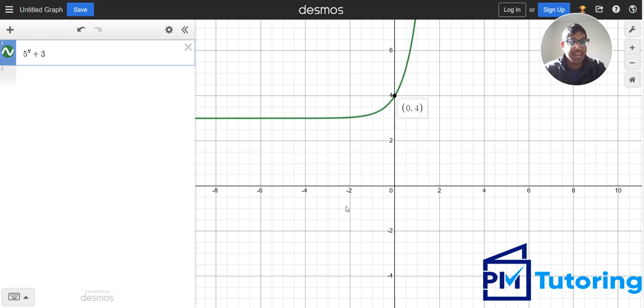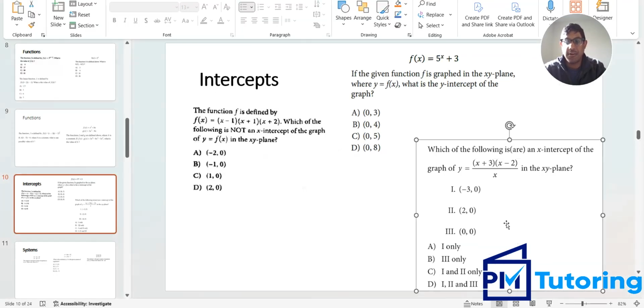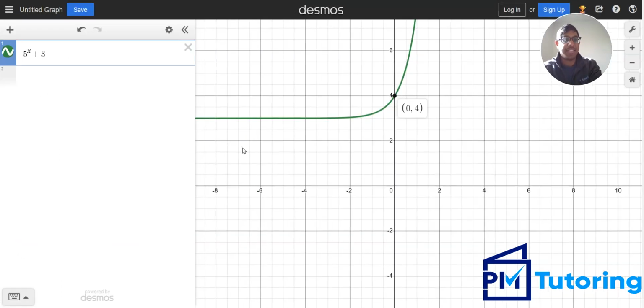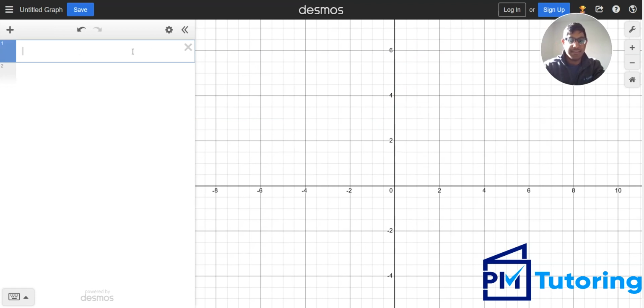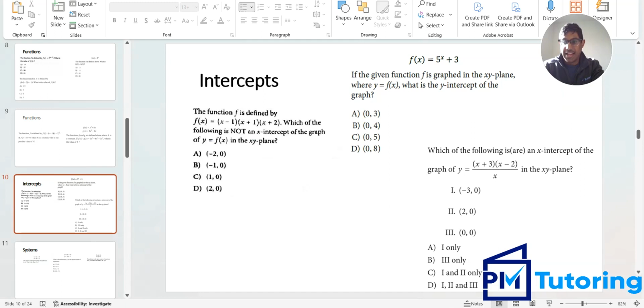But that being said, instead of calculating it, you could just throw it into Desmos, graph it, and it'll automatically find the y-intercept for you. In this case, 0, 4. And even over here, which is or are x-intercepts of this graph. Again, that would be where y equals 0. You could set y equal to 0 and solve, but Desmos is going to make it very easy for us to just graph this function, and it'll display the x-intercepts for us.